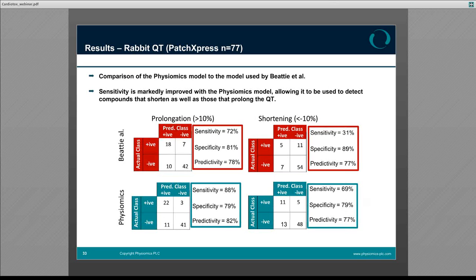If we look at the rabbit data, we only looked at one set of data from that paper, which was the data generated using patch express data for 77 compounds. Our model performs equally as well as what's seen by using this complex model for the rabbit. But like I said, the structure of our model used here is exactly the same as what's been used for the dog model. The only thing that's different is the set of parameter values that are used. What we can see here is that the sensitivity for prolongation is improved compared to using a large mechanistic model. More importantly, the sensitivity regarding predicting shorteners is improved dramatically. This suggests that maybe this model could be used again to make predictions regarding shortening as well as prolongation.